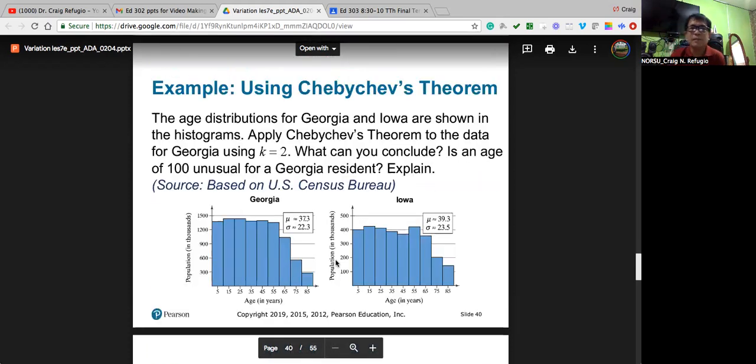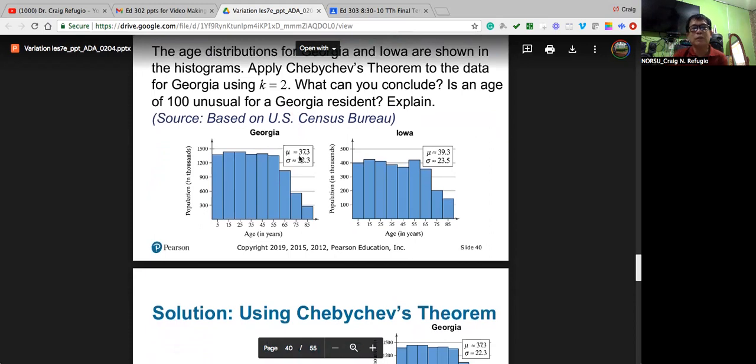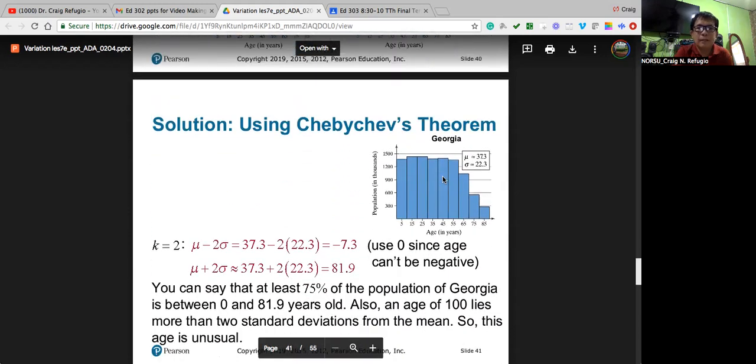Using Chebyshev's theorem, the age distributions for Georgia and Iowa are shown in the histograms. Apply Chebyshev's theorem to the data for Georgia using K equal to 2. What can you conclude? Is an age of 100 unusual for Georgia? Explain. Look at the graph: mu is equal to 37.3 and sigma is 22.3. In Iowa, mu is 39.2 and sigma is 23.5. Then we have the computation.